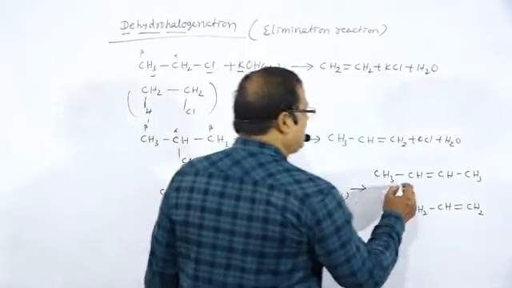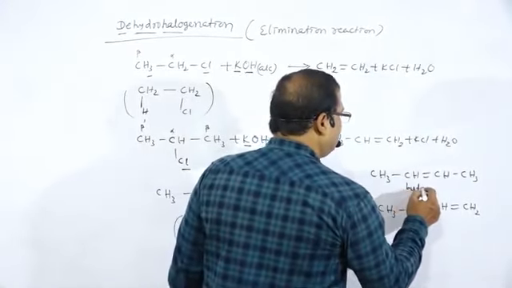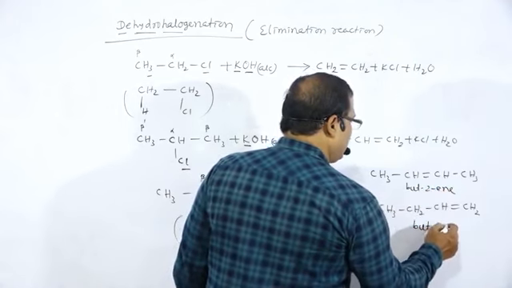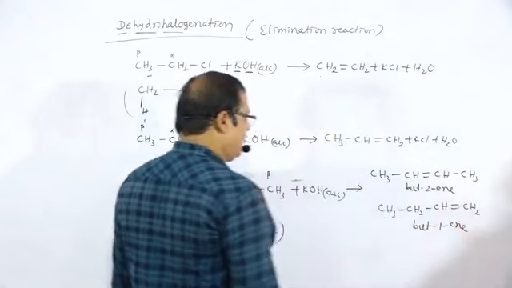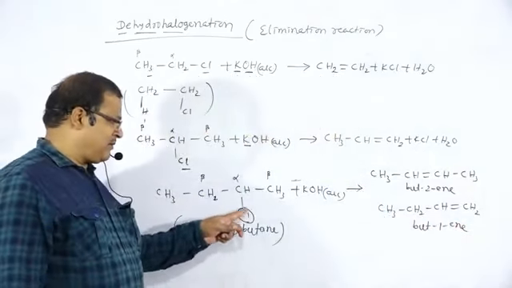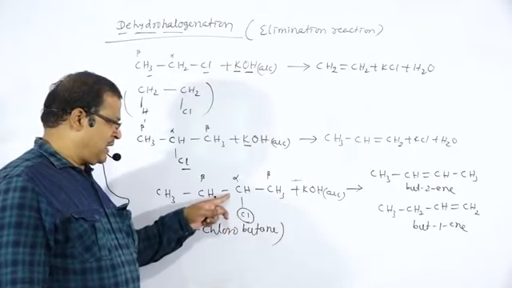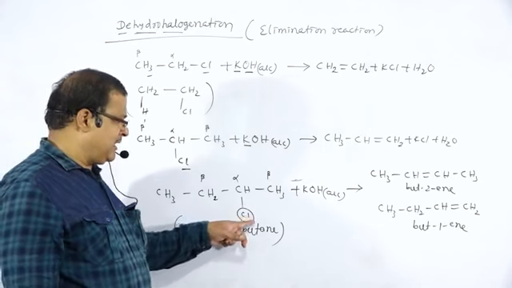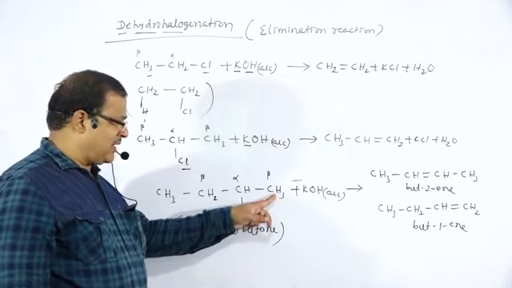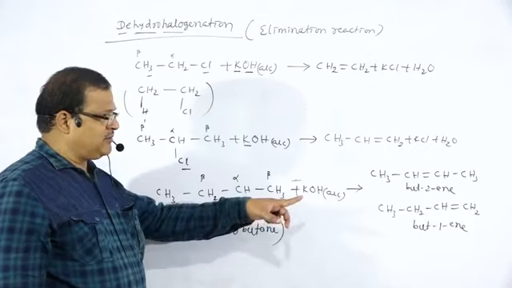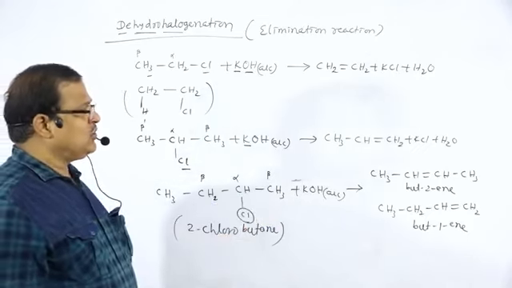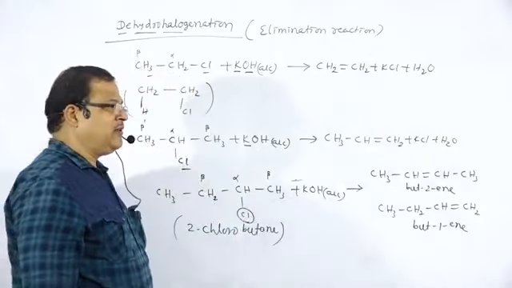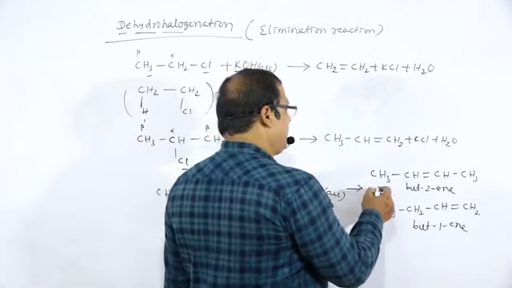There is formation of but-2-ene or but-1-ene. In this case, chlorine atom is removed from this carbon atom, hydrogen from this one, and a double bond forms here. That is but-2-ene. And if a hydrogen atom is removed from this carbon atom, then the double bond will be here. That is but-1-ene.